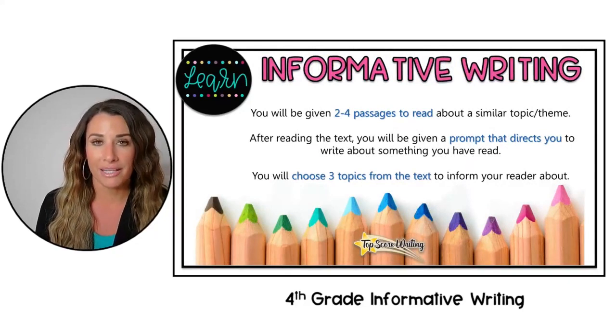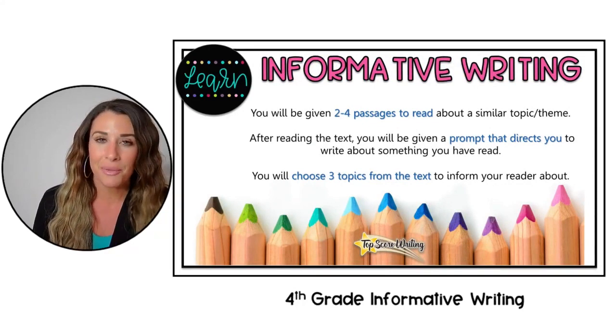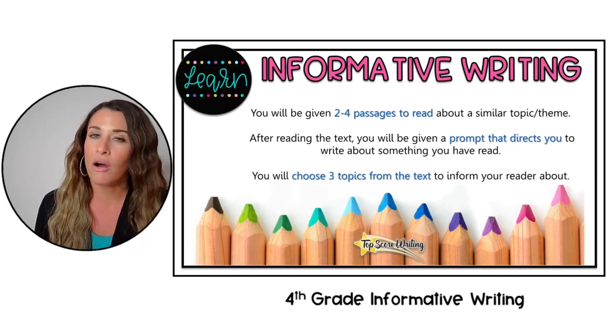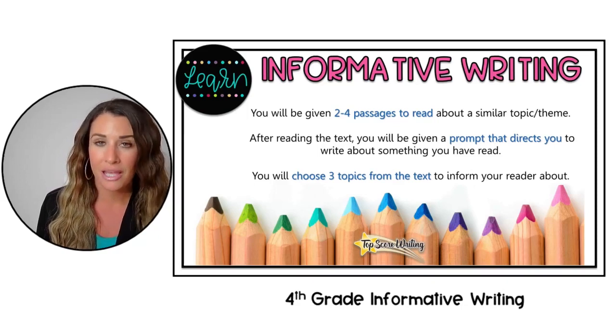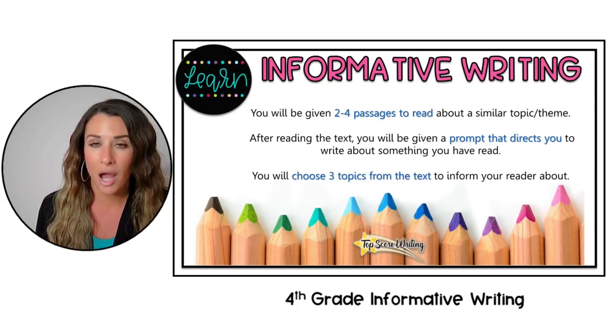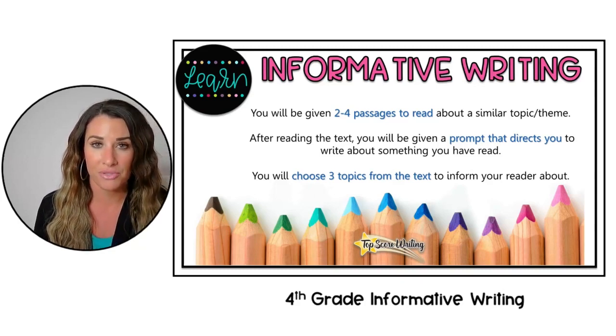For informative writing, you're going to be given 2 to 4 passages to read about a similar topic or theme. What this means is sometimes you may get 2 passages, sometimes you may get 3 passages, or sometimes you may get 4 passages, but they're all going to have a similar topic or theme. After you read those passages, then you're going to read the prompt and it's going to tell you exactly what to write about. You are going to choose 3 topics from those passages to inform your reader about the prompt.